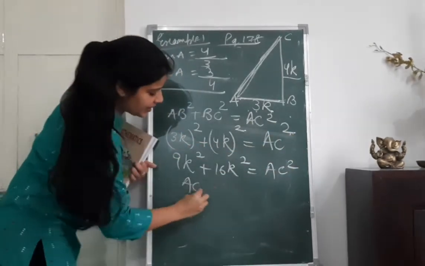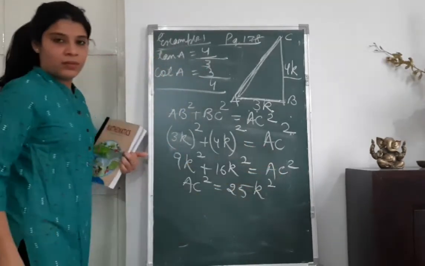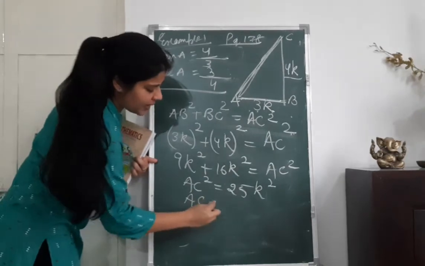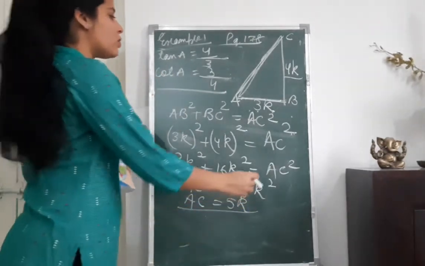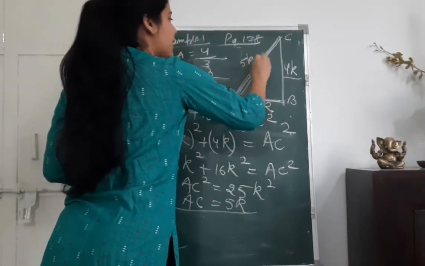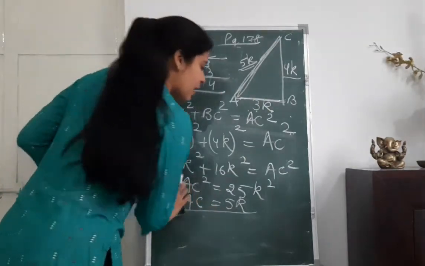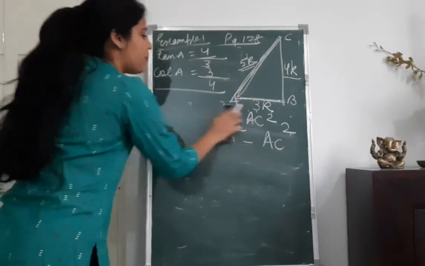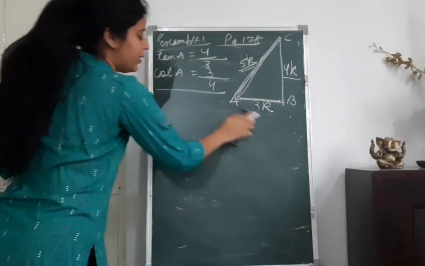Now I have AC square is equals to 25K square, which gives me AC as what? 5K, right? By using Pythagoras theorem, I have found AC is equals to nothing but 5K. Can I say AC is 5K? Now as we know AC is 5K, so now we know the three sides of this triangle.